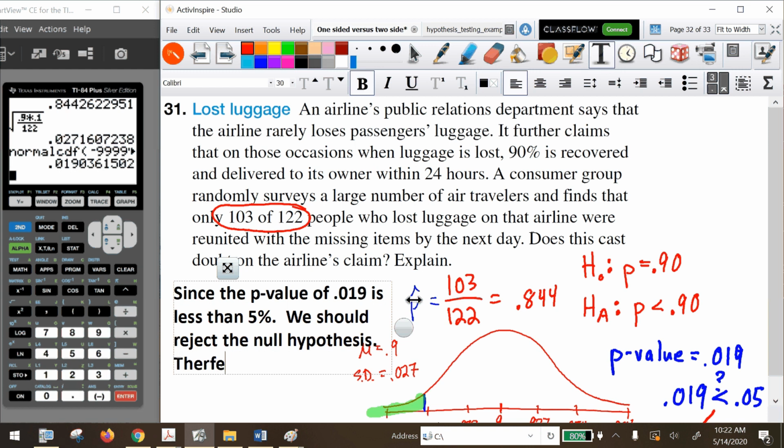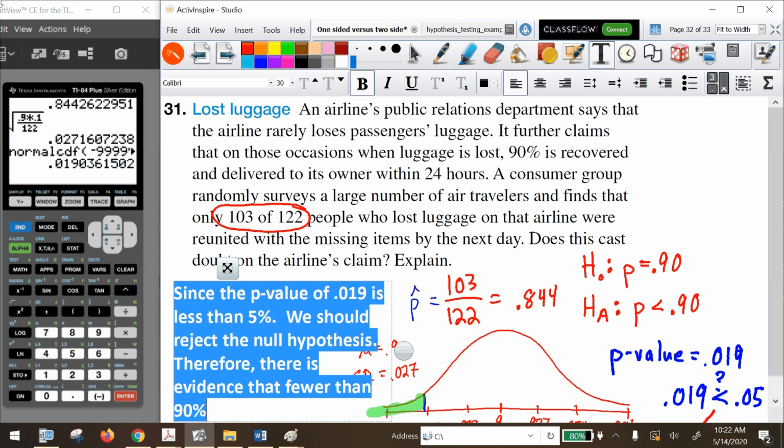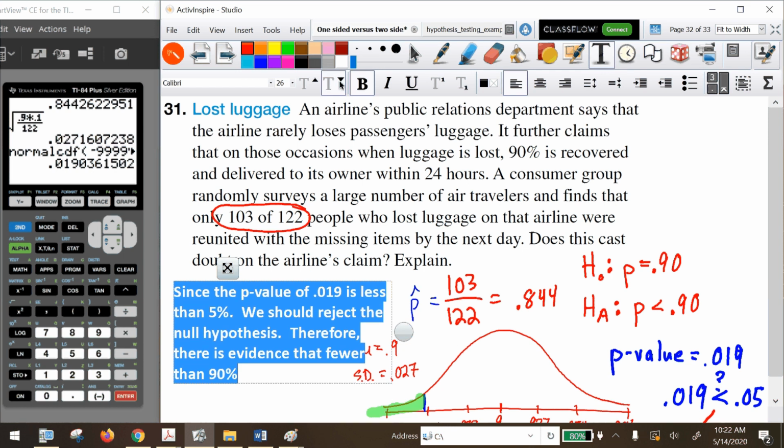Therefore, there is evidence that fewer than 90% of people are reunited with their luggage within 24 hours.